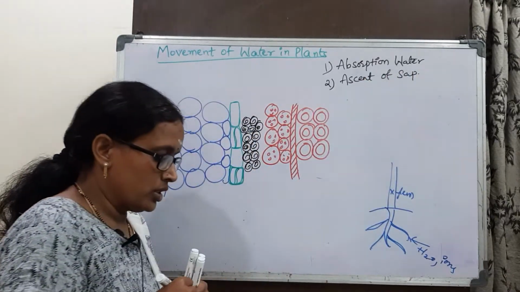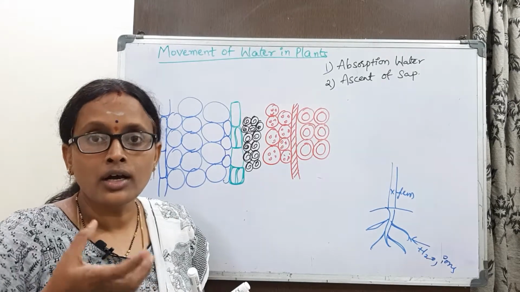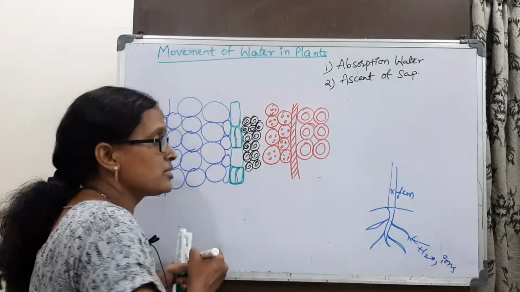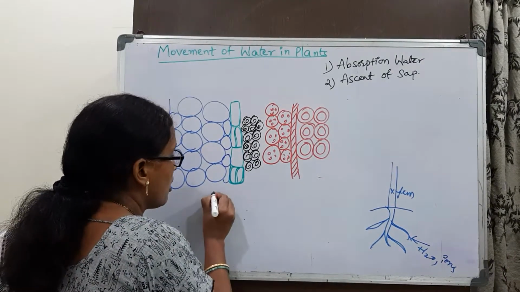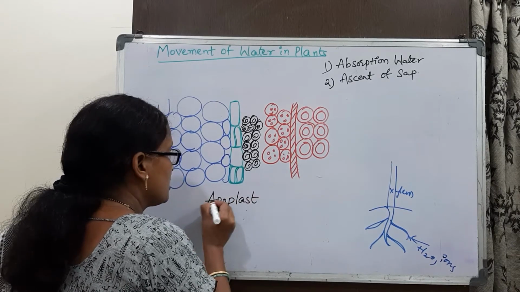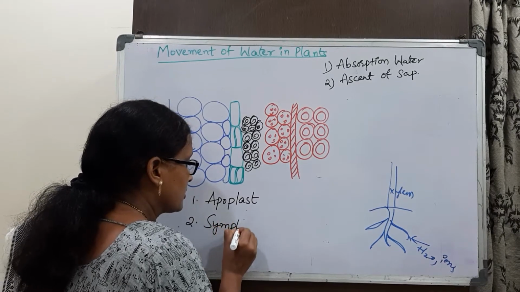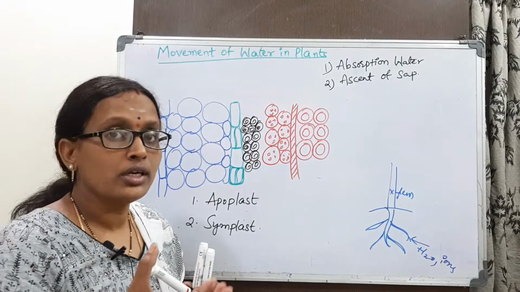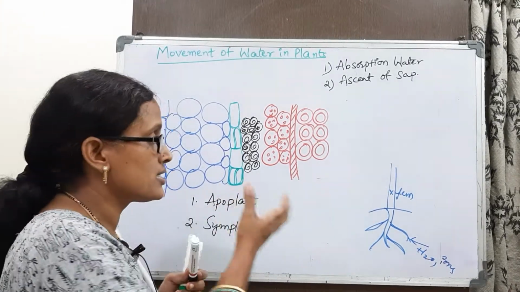So how is the water absorbed in the plants? Water absorption takes place by two pathways. One is the apoplast system, and second is symplast. These are the two methods by which water is absorbed or transported to the xylem.